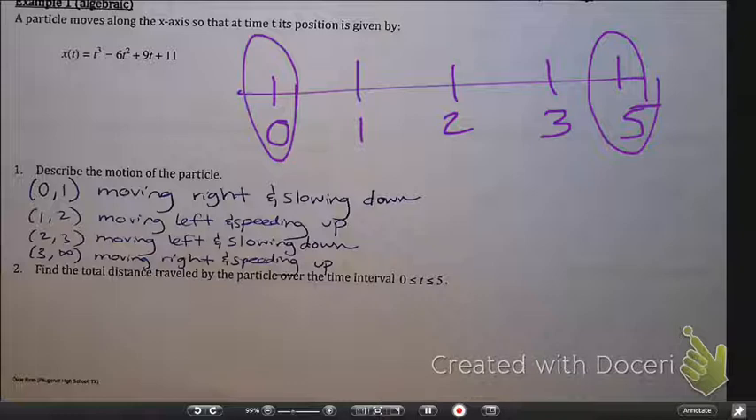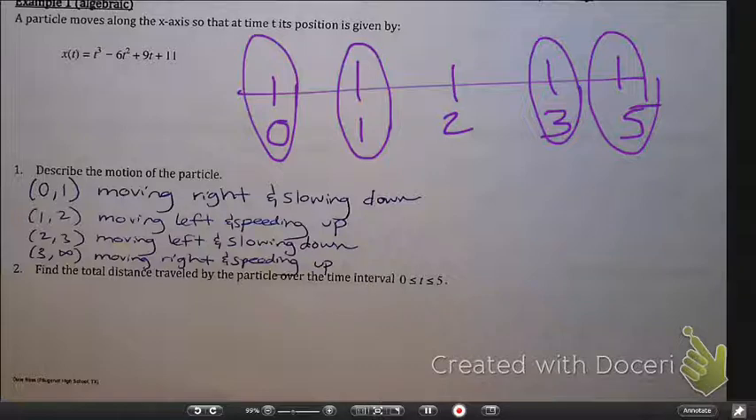We also care about 1, because the particle stopped and changed direction at 1. And lastly, we also care about 3, because the particle stopped and changed direction at 3. At 2, it does not change direction. It just has a constant speed, but it's not changing its direction, so the distances won't overlap. Our job is to figure out how far it went from 0 to 1, how far it went from 1 to 3, and how far it went from 3 to 5, and then add all those things together. So how do you think we're going to do that?